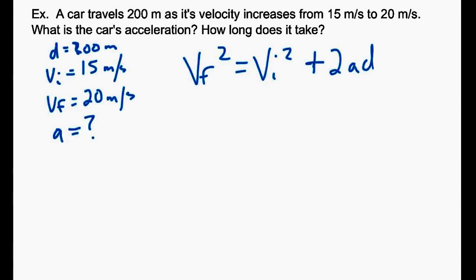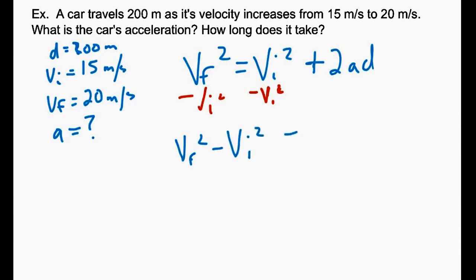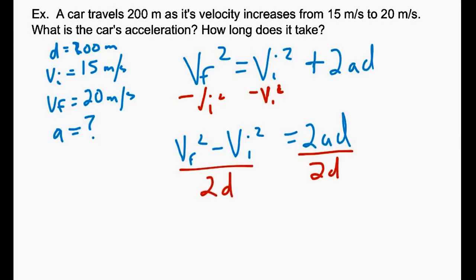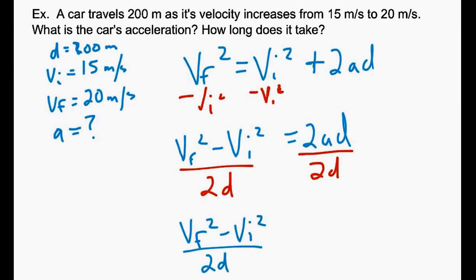So we would subtract the VI squared from both sides. We'd end up getting VF squared minus VI squared equals 2AD. And then the last step is we want to get rid of the 2D, so we could divide by 2D. So our rearranged formula then would be VF squared minus VI squared divided by 2D equals A.